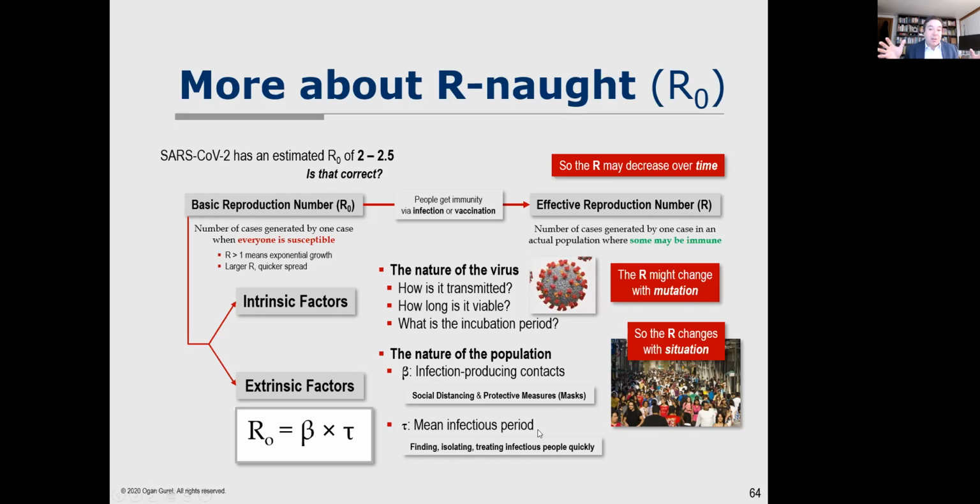And one reason why COVID-19 is dangerous, it has a long infectious period. Flu is usually 2 or 3 days. SARS-CoV-2 can be about 10 days or so. So reducing that time is very critical.